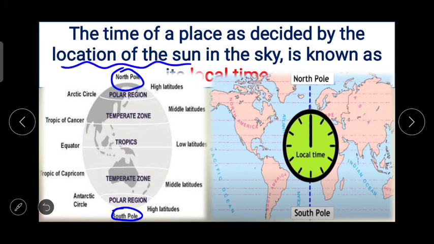Time of a place as decided by the location of the sun in the sky is known as local time. So local time is decided by the location of the sun. किसी भी जगह का लोकल टाइम जो है वो सन की लोकेशन को देख के, सन की पोजीशन को देख के डिसाइड किया जाता है. सो लोकल टाइम इज इक्वल टू पोजीशन ऑफ द सन. टू अंडरस्टैंड और टू कीप इन माइंड, ईजिली अगर हमें याद रखना है, समझना है, तो हम ऐसा कह सकते हैं कि लोकल टाइम इज इक्वल टू लोकेशन ऑफ द सन.